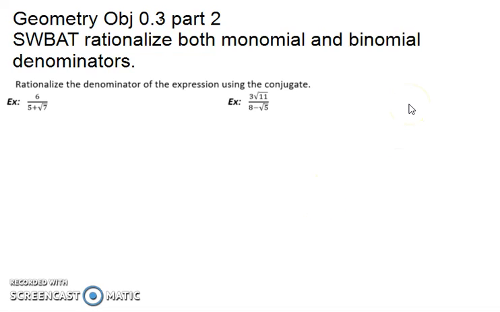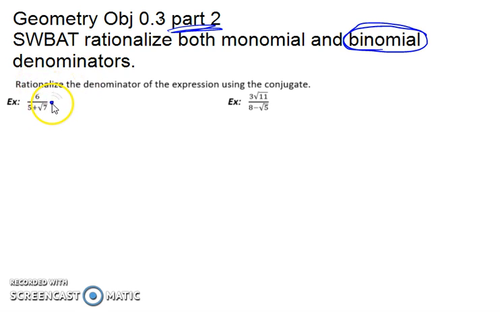Alright, our last objective in our last video of this short unit is to rationalize both monomial and binomial denominators. And for part 2 of this video, we're going to be working just with binomial denominators. Now these are a little more complicated because you notice we have two terms in the bottom. So if I multiply just by root 7 over root 7, it won't totally disappear because it would also multiply to the 5. So what we use is the little trick that we talked about earlier of conjugates.